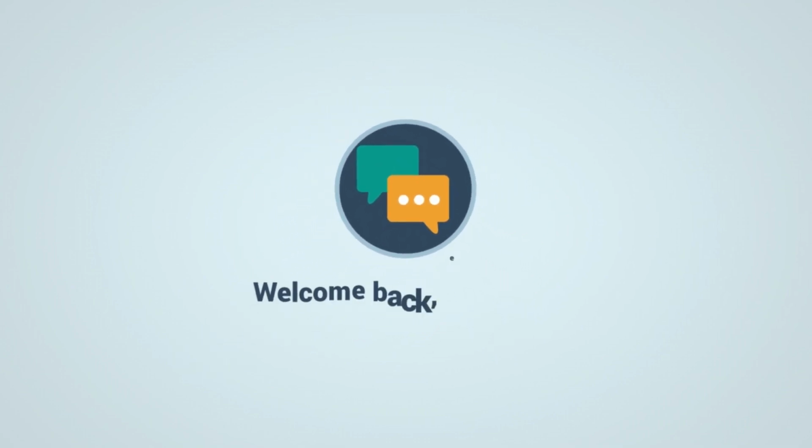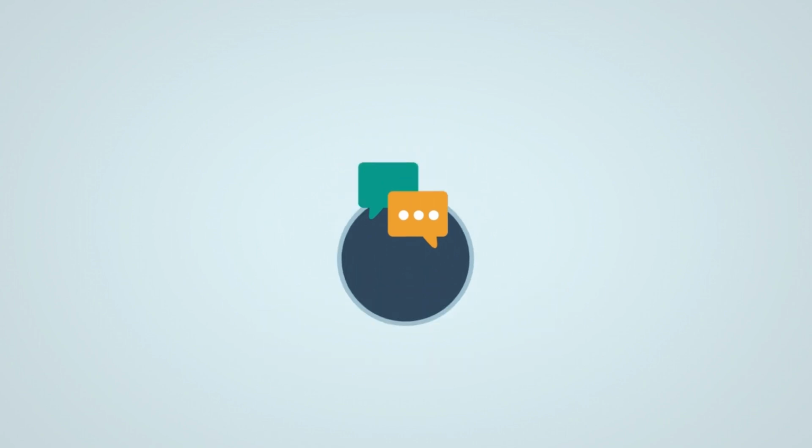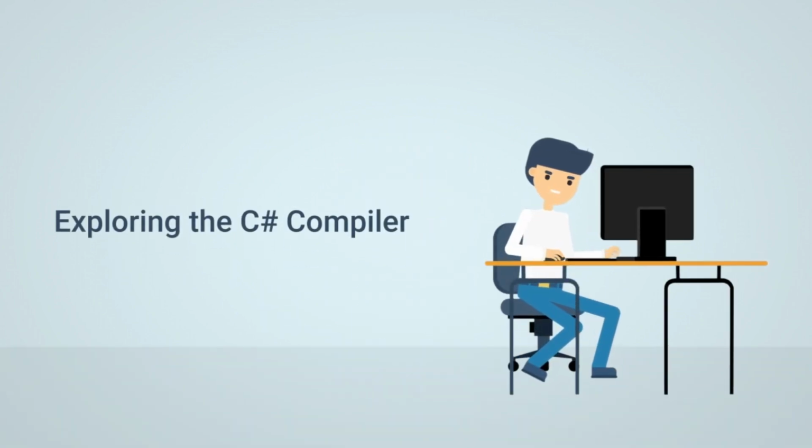Welcome back, everyone. In our last video, we learned about comments and how they're ignored by the C# compiler. Today, we'll explore the C# compiler itself, what it does, and how it converts your code into machine code.